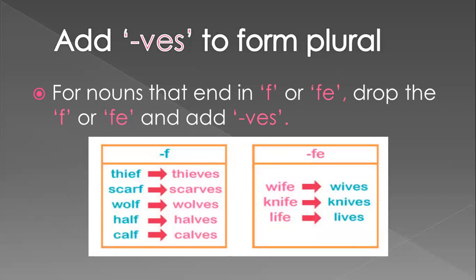When you look at the examples, you will identify that the letter f, which is on your left side, is dropped to form the plural where ves has been added. And on your right side, you will find fe has been dropped to add ves to make the plural forms.